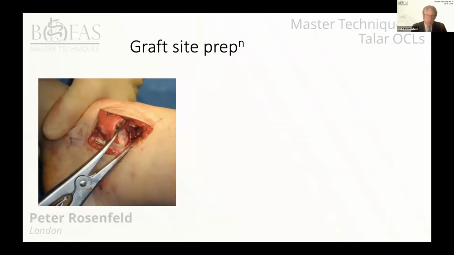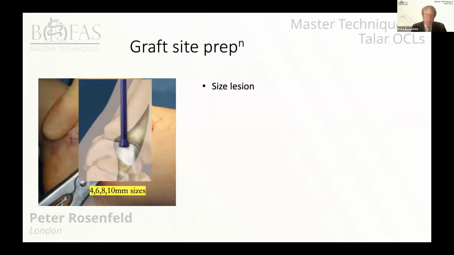This is one of the early ones. I used to use the laminar spreader, and you can see there is the osteochondral lesion. And when we prepare the graft site, what you want to do is size the lesion, and there's this blue tamp on the set, and that comes in different sizes, 4, 6, 8, or 10 millimeters. And you can then say, okay, I need the 10 millimeter set.